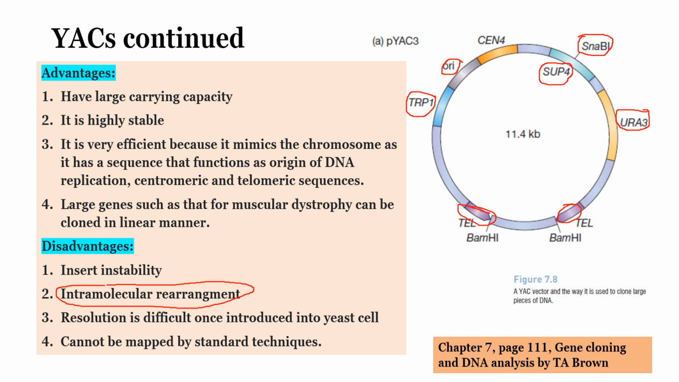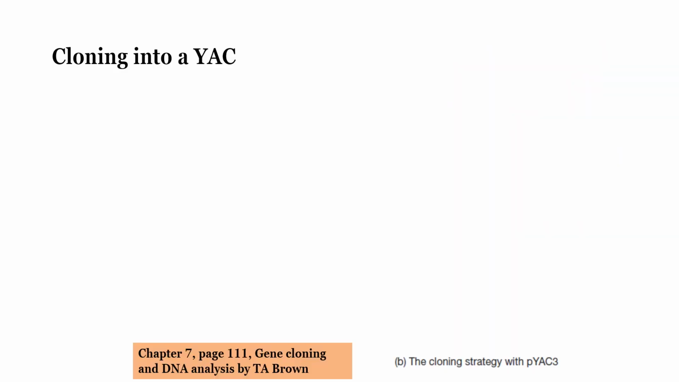Now, resolution is difficult once introduced into the cell. Once you introduce this yeast artificial chromosome into the cell, it is difficult to recover, looking at the big size. Not the big size of the self-ligated vector, but the size of the recombinant vector. The recombinant vector becomes fairly big because it can clone a 600 kb to 1400 kb fragment. Okay, and obviously it cannot be mapped by the standard techniques which are used.